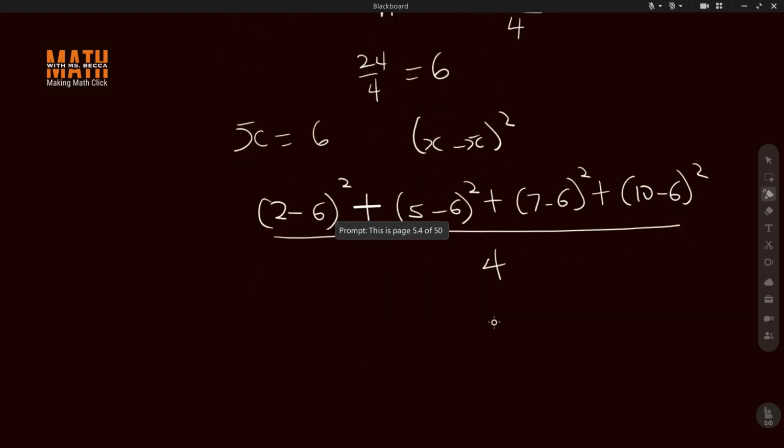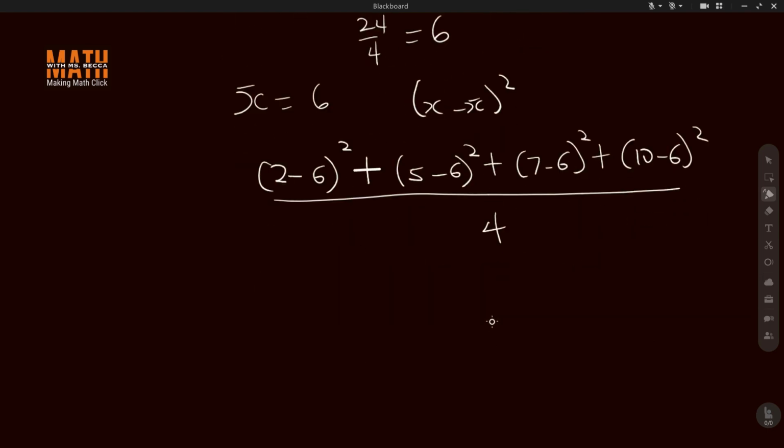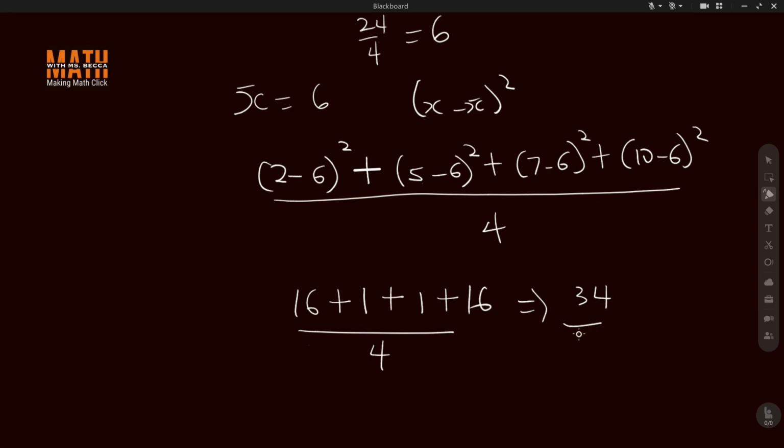Now let's simplify. 2 minus 6 will give negative 4. Negative 4 square is 16. Then plus 5 minus 6 is negative 1. Negative 1 square is 1. Then plus 7 minus 6 is 1. 1 square is 1. Then plus 10 minus 6 is 4. 4 square is 16. Then all over 4. So this will give 16 plus 1, 17. 17 plus 1 is 18. 18 plus 16 is 34. So this is 34 over 4.